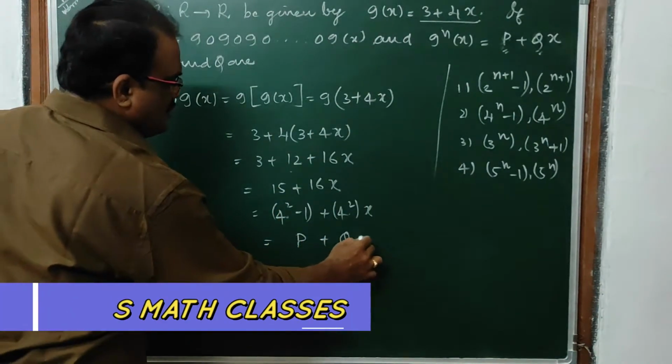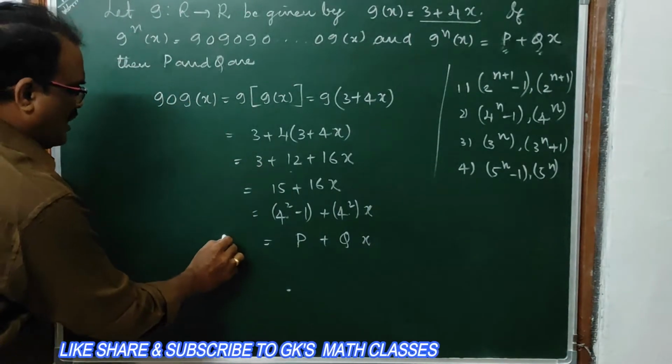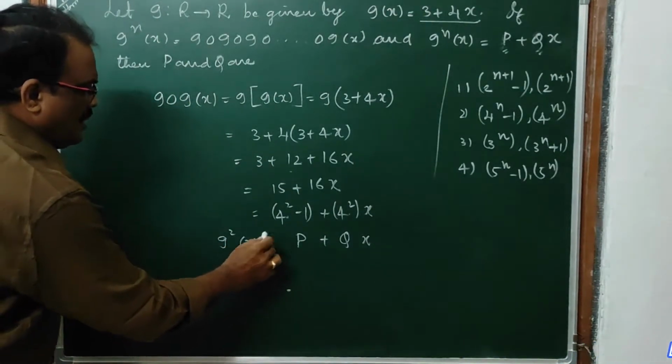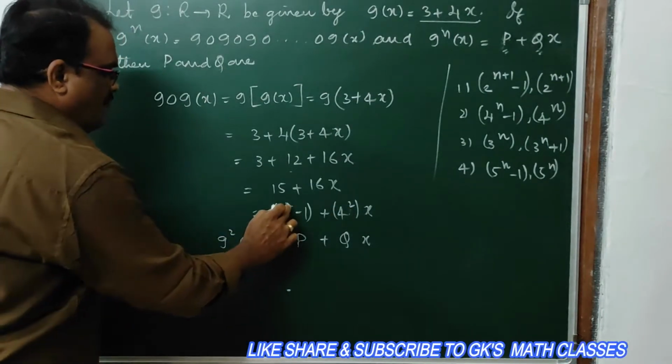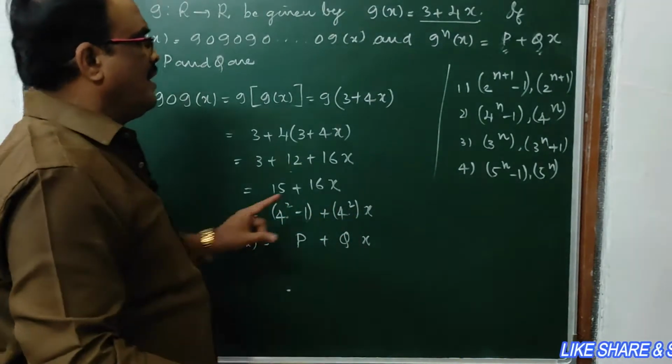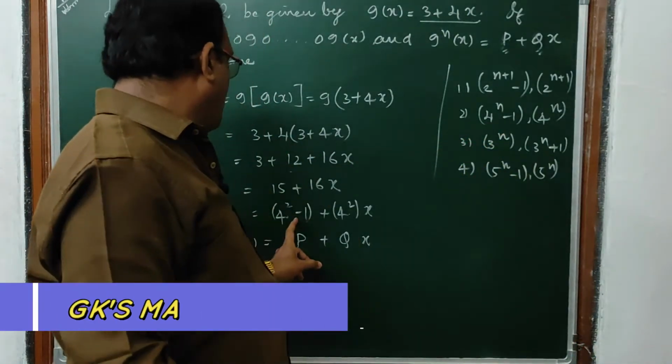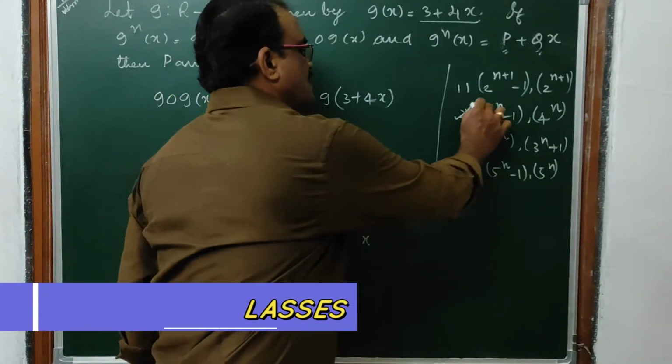P plus qx. This is g circle g, that is g2 of x. For g2 we have 2, for g3 we will have 3, for gn, 4 power n minus 1 and 4 power n. So 4 power n minus 1 and 4 power n is the second choice.